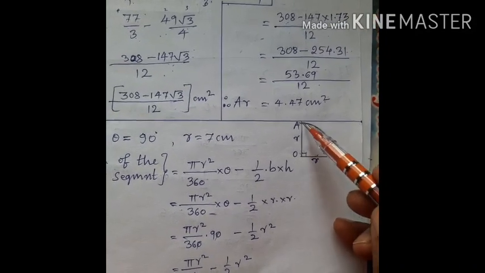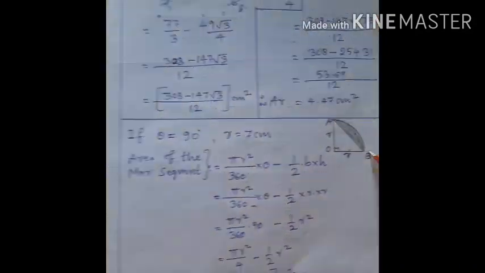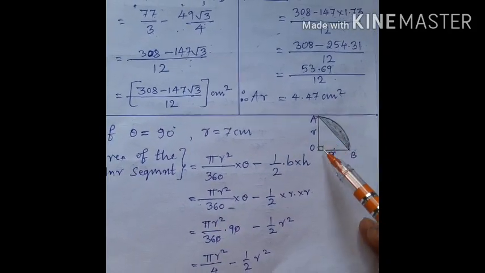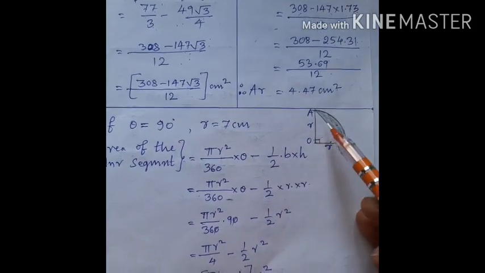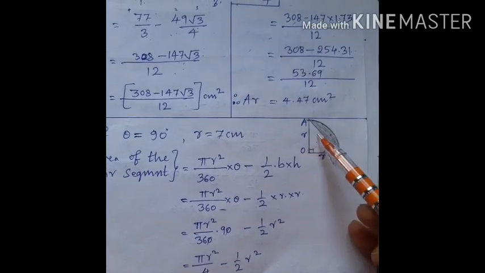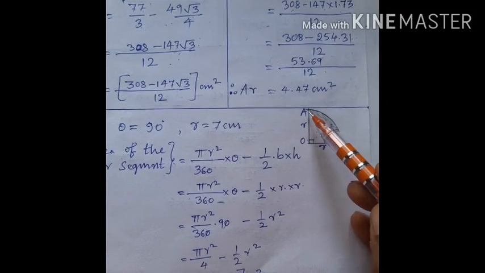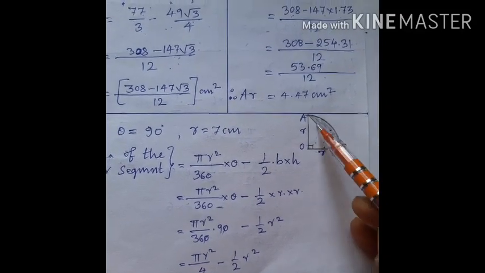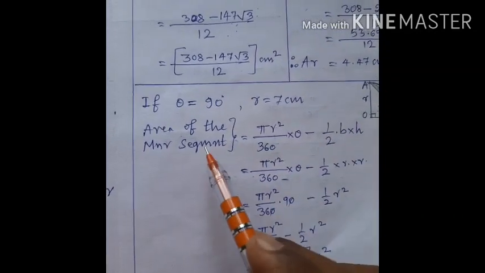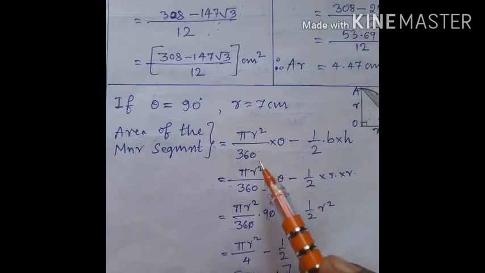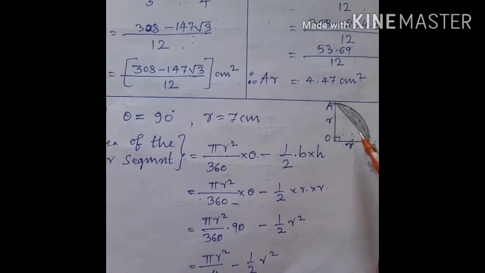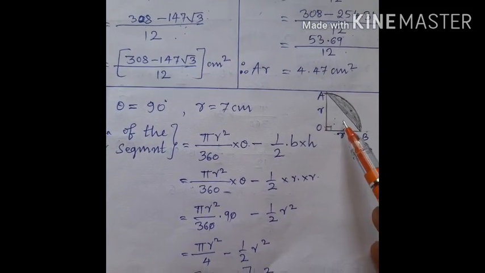Okay. So area of this segment is equal to area of this sector with central angle 90 degree minus the area of this triangle. Okay. First find out the area of the sector. In this sector, if you subtract the area of triangle AOB, then this remains, which is the required segment. So children, area of the minor segment is equal to pi r square by 360 into theta minus half into base into height. That is area of the triangle.